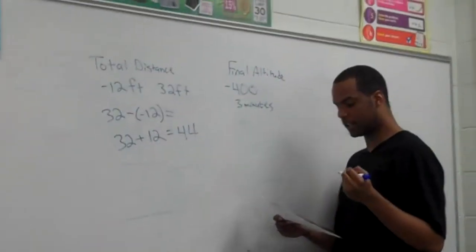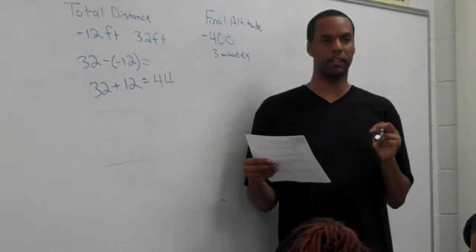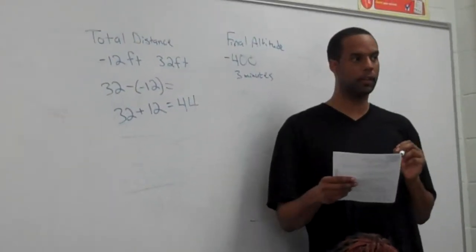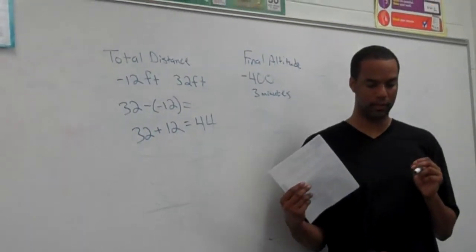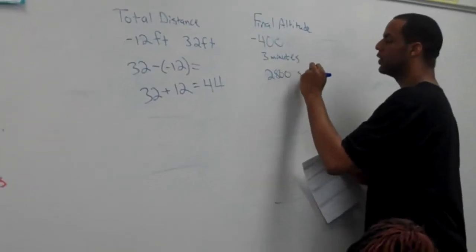And what's the last thing I would need? 2,800 feet. What is 2,800 feet? Positive. It's positive, but what does it represent? An altitude. What's altitude? Go ahead, Keyshawn. The starting altitude. 2,800 is the starting altitude.